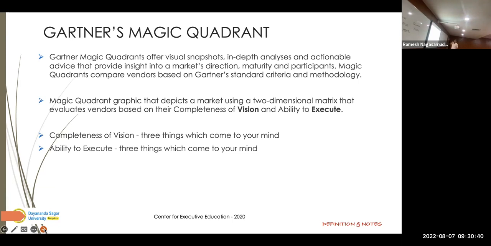So two things that make any company successful are the completeness of vision and the ability to execute. We may have some great dreams, but if we don't know how to execute it, then we are in big trouble. So only those companies which are capable of doing these two things would be successful. So Gartner's Magic Quadrant said, let's pick up companies in any sector and see how they position themselves in their ability to visualize and ability to execute.